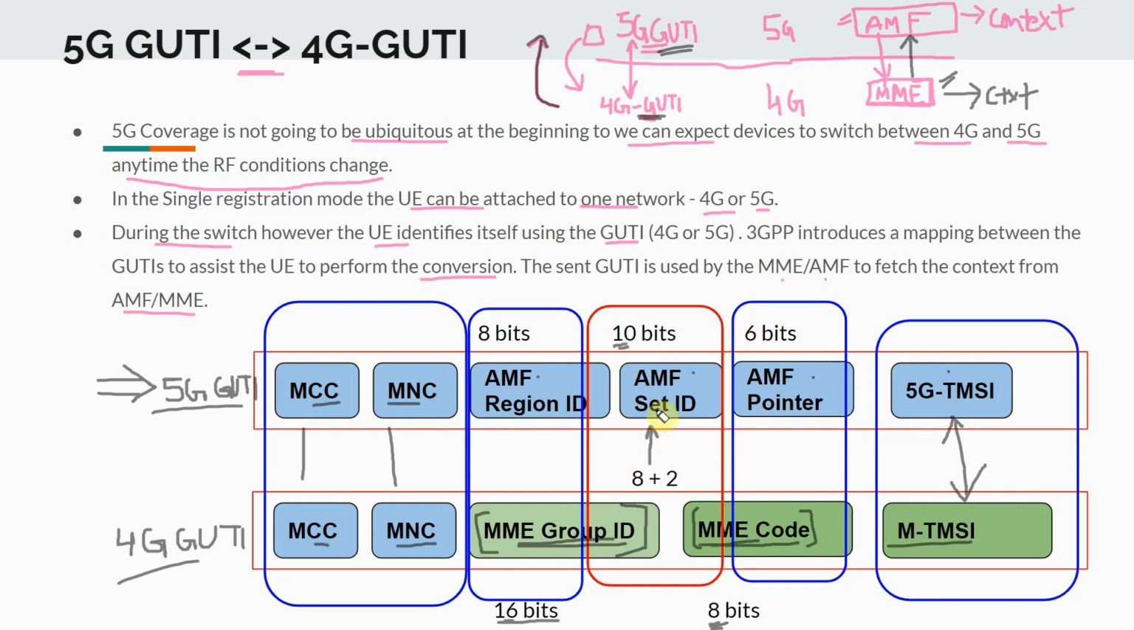This AMF set ID is 10 bits, which lines up with 8 plus 2, 10. Then the remaining bits, the 8 bits remaining here, get mapped to my AMF region ID. And here I have 6 bits left, because I have taken 2 of the 8, and these are my pointer ID. So this is how the AMF pointer is translated from your MME code. And you can do this in both directions. That is why you can have the translation between 5G GUTI and 4G GUTI this way. And then the TMSI is a direct one-to-one mapping.